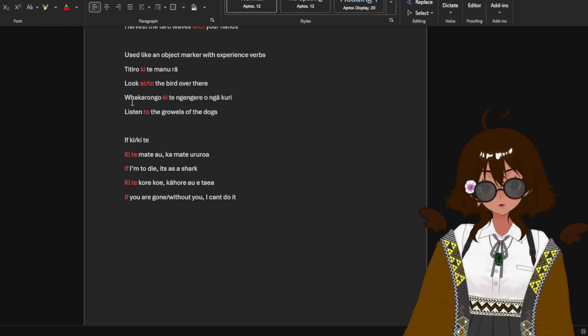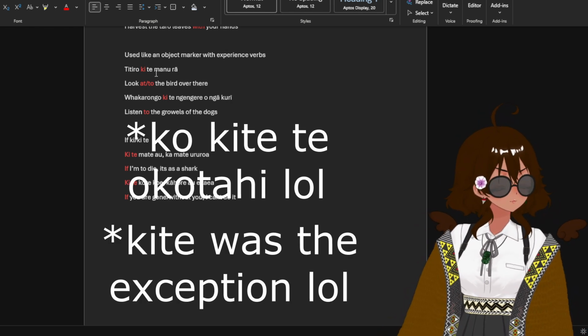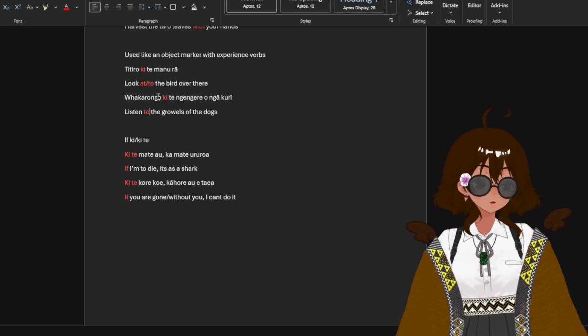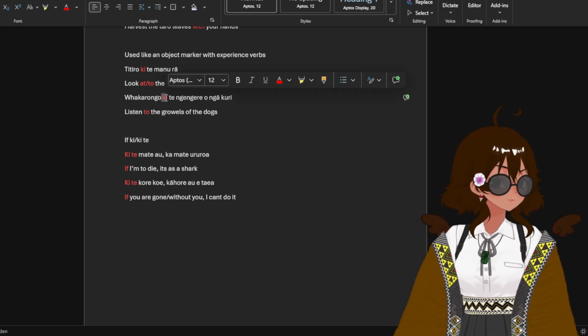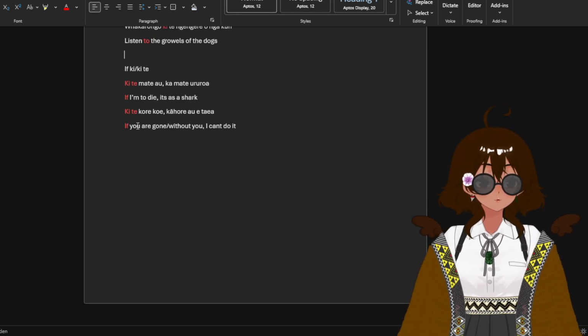So if you're saying hakarongo or tichiro or kite, I'll have to double check on kite, but I'm pretty sure those should be using ki as their object marker instead of i. What reason? I have no clue.